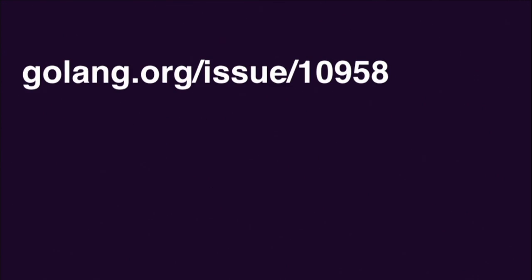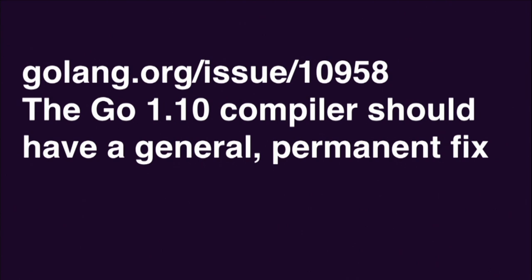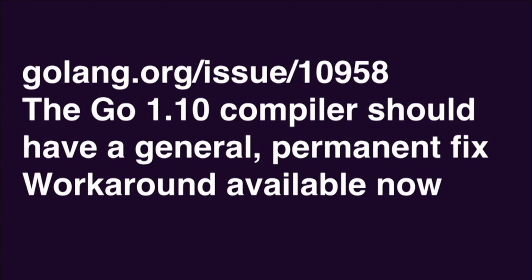There's an issue open for this. It's been around for a while. The Go 1.10 compiler should have a general permanent fix. And so if you don't already know that this affects you, you can probably just wait and your programs will get better. There is a workaround available now in both Go 1.8 and 1.9. I wouldn't recommend enabling it unless you know that you have this problem or are interested in debugging it. And so with that little flag enabled, with the same program, same Go version, we now see that the pauses are very quick and are wasting less CPU.